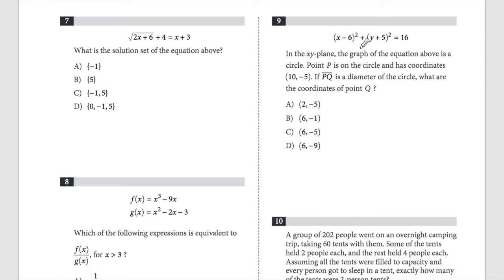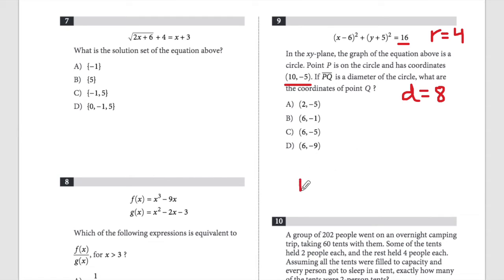In the xy plane, the graph of the equation above is a circle. Point P is on the circle and has coordinates of this. If PQ is the diameter, what are the coordinates of Q? So first, we can use this to find the radius. So the radius is 4, and 2 radii combined will give me the diameter, which is 8. So the diameter is 8.